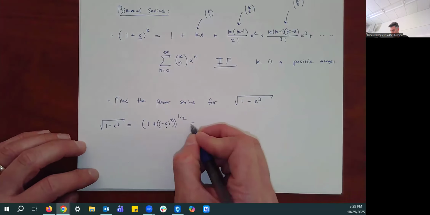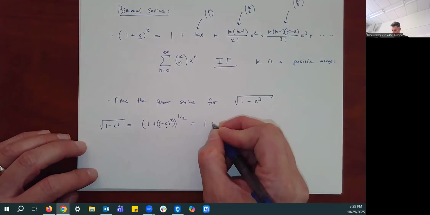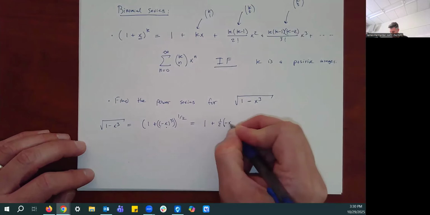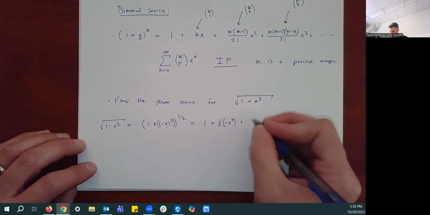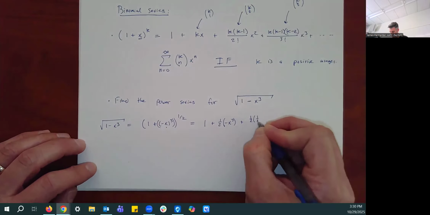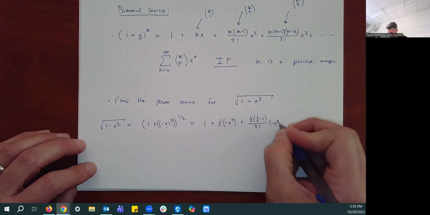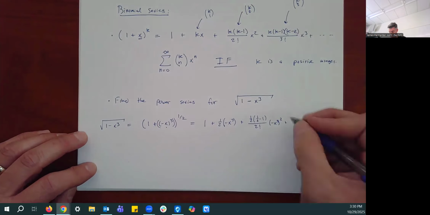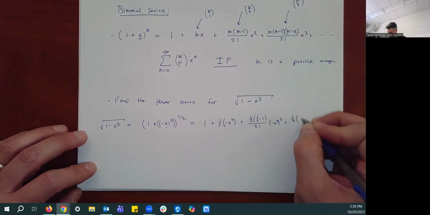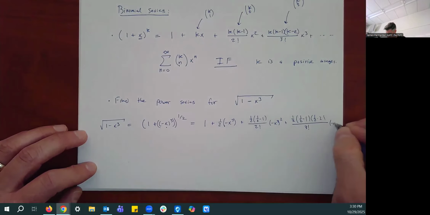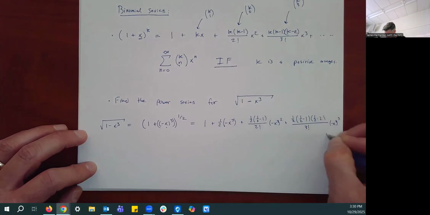So if I start writing this out, it's going to be 1 plus, my k is 1/2, so it's 1/2 times negative x cubed. And then it's 1/2 times 1/2 minus 1 divided by 2 factorial times negative x cubed squared. And then it gets super gross really fast. 1/2 times 1/2 minus 1 times 1/2 minus 2 over 3 factorial times negative x cubed cubed, and so on and so on.